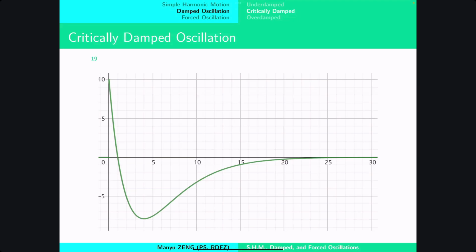And it is the cosine that contributes to all the intersections with the t-axis, right? So now we only have one or zero. Maybe sometimes if you adjust the initial condition, you will get no intersection with the t-axis. So it only passes the equilibrium position at most once. So it is decaying very fast, and so it's critically damped.